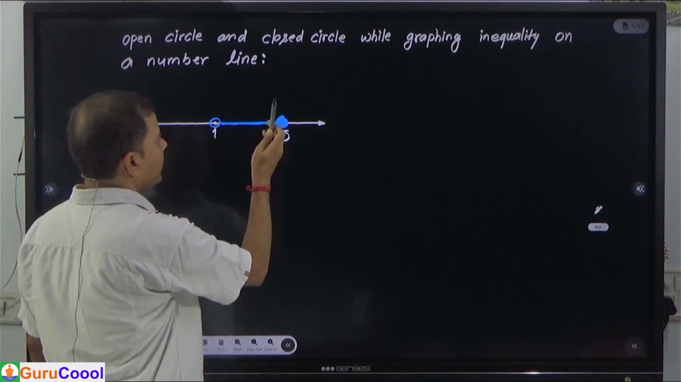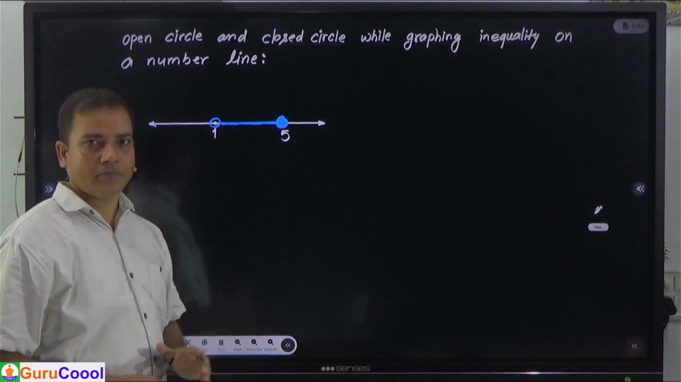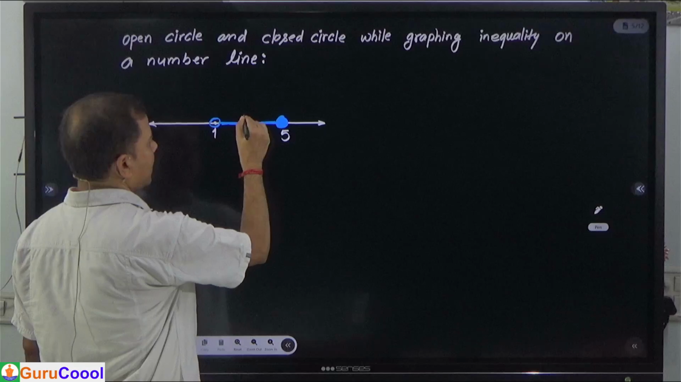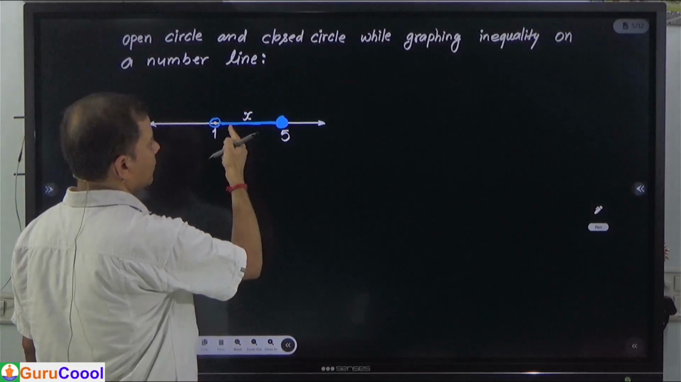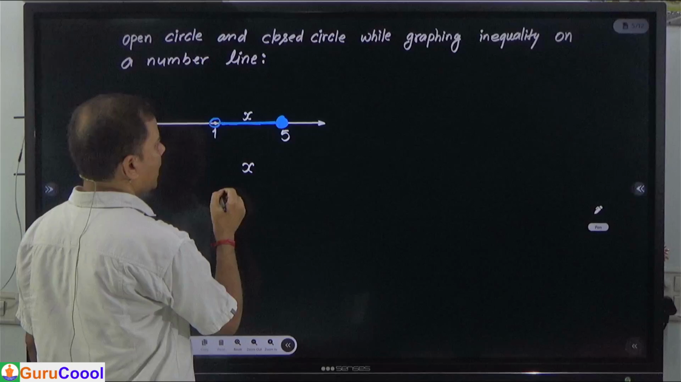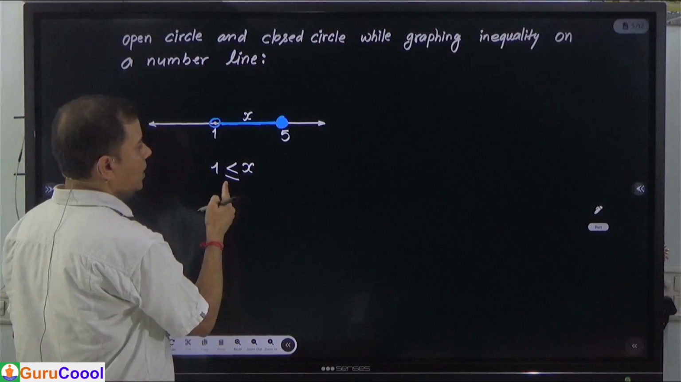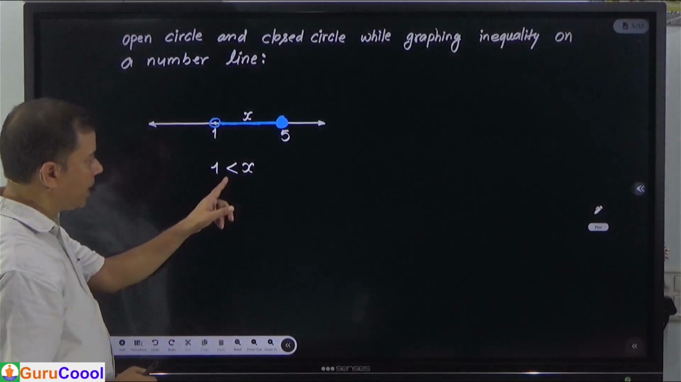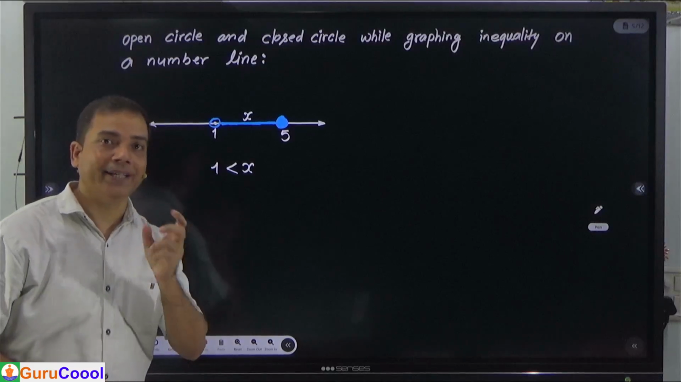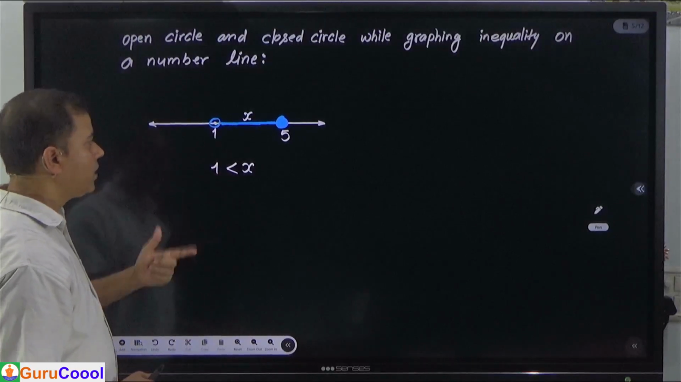that means we are talking about those numbers which are between 1 and 5. So let's say these are represented by number x, variable x. That means x is representing those numbers which are greater than 1 but not equal to 1. X is just greater than 1. Open circle means not equal, not included. 1 is not included in the value, not taken.